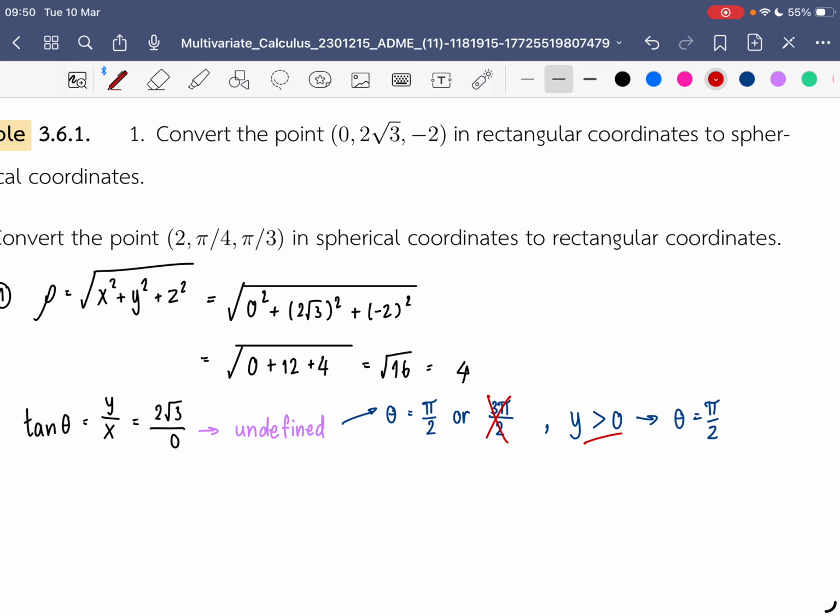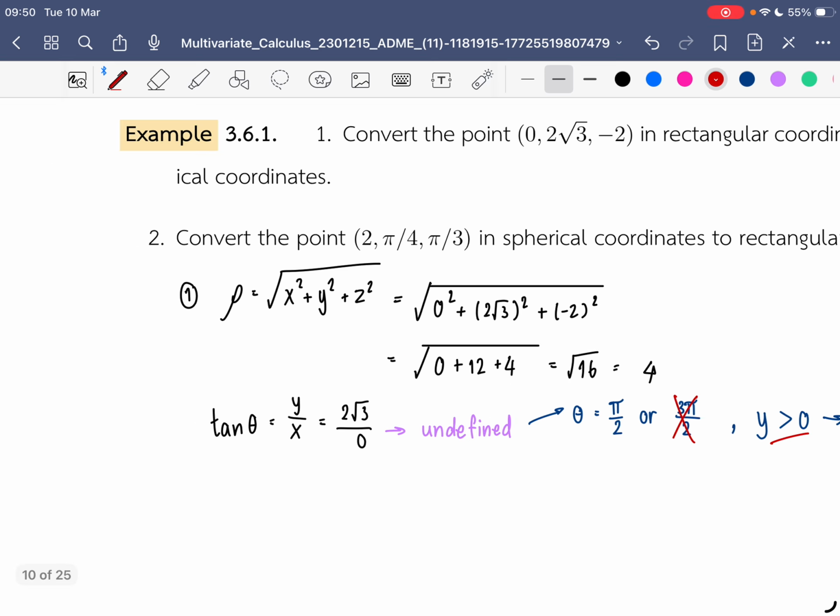And for cos phi, you compute by z over rho. This is minus 2 over 4, minus 1 over 2. So phi is going to be cos of which value is 1 over 2? Pi over 3. So you shift it to the second quadrant. It's going to be pi minus pi over 3, right? So it's 2 pi over 3.